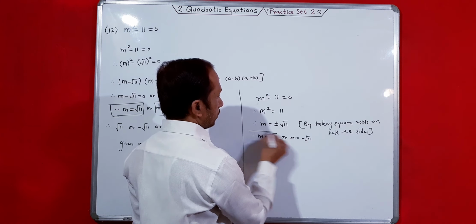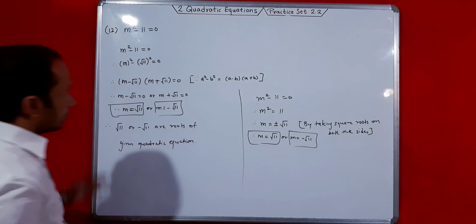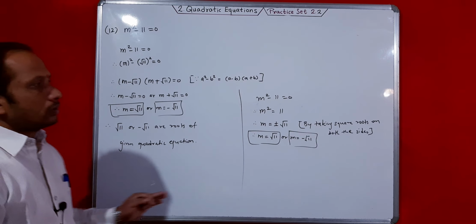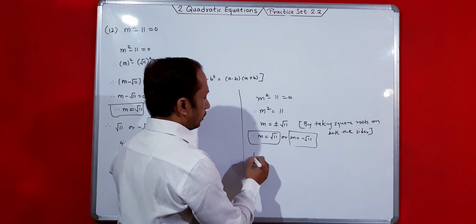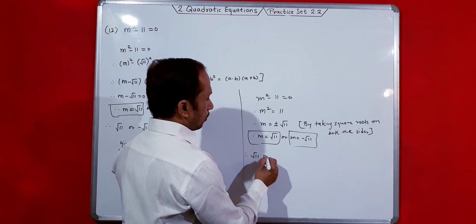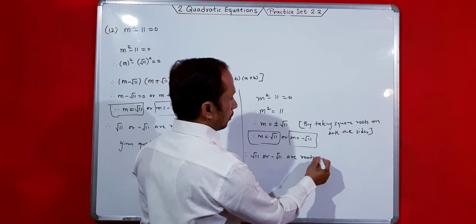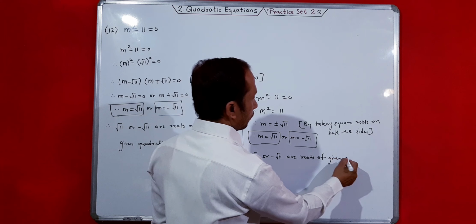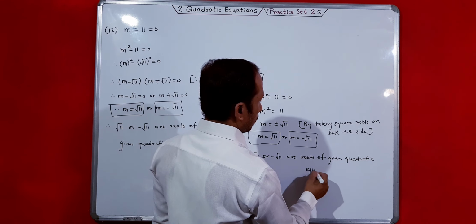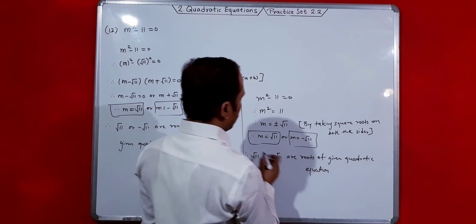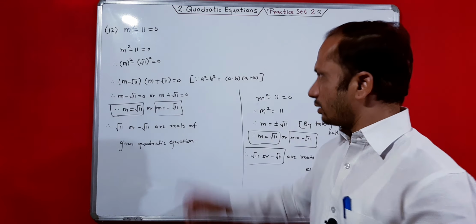Both the methods are correct. Either you solve by this method or this method, no problem, no issue. So roots you write again: therefore root 11 or minus root 11 are roots of the given quadratic equation. You will get the same solution. This is very short actually, and this is correct, and this is also correct.